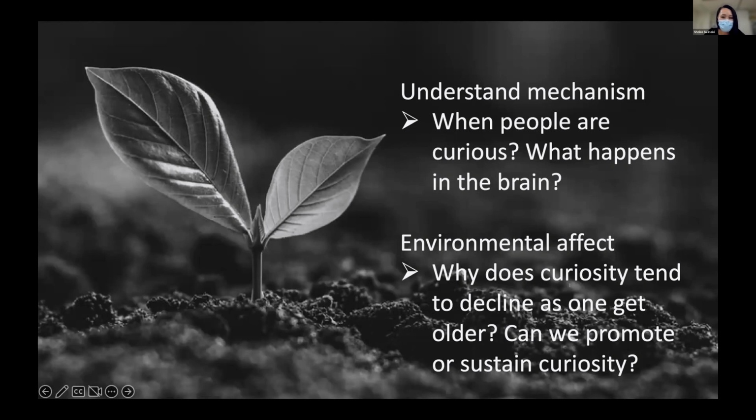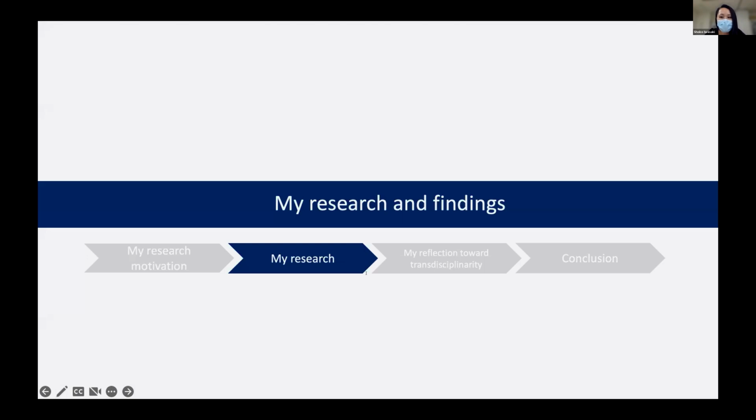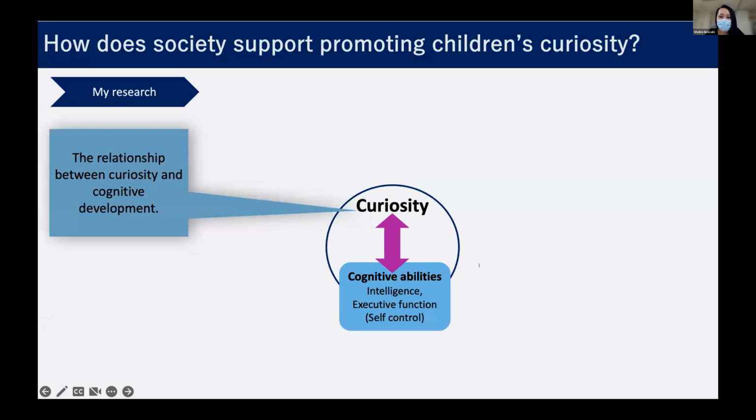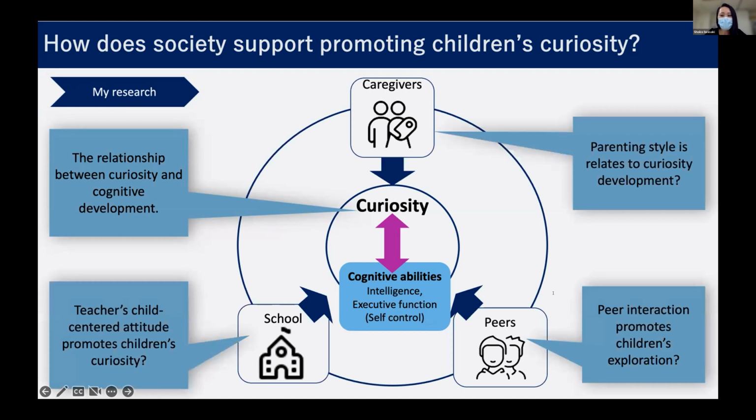To answer these questions, we took 2 different research approaches. One is understanding the relationship with cognitive development, and the other is social interactions. Here is a brief introduction of my research outline. Firstly, we investigate the association between curiosity development and cognitive ability, such as intelligence and self-control ability, by conducting experiments. And secondly, we examine the relationship between curiosity development and social interactions with caregivers, peers, and teachers.